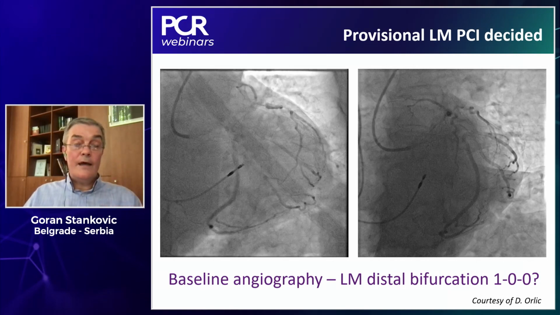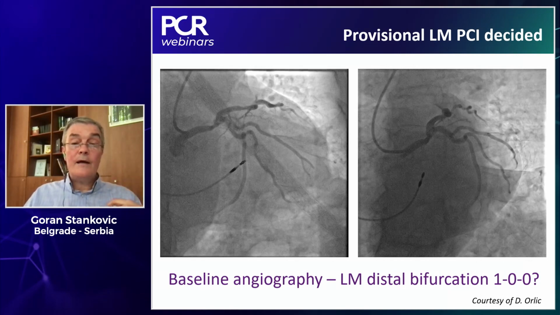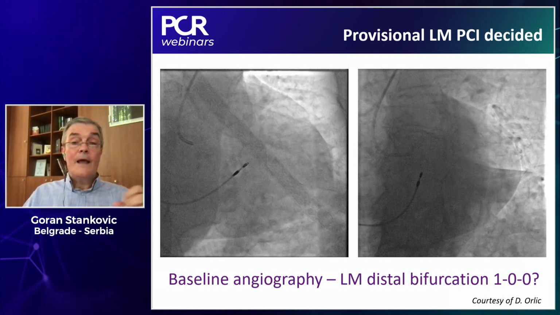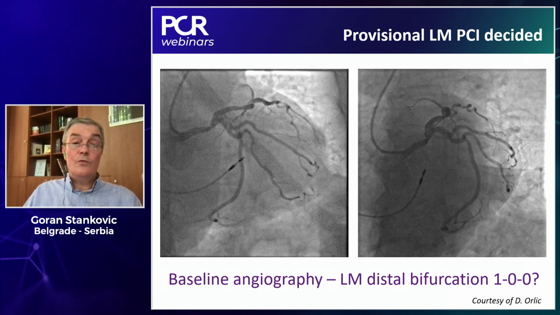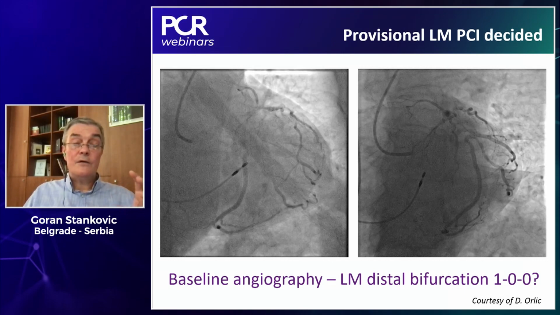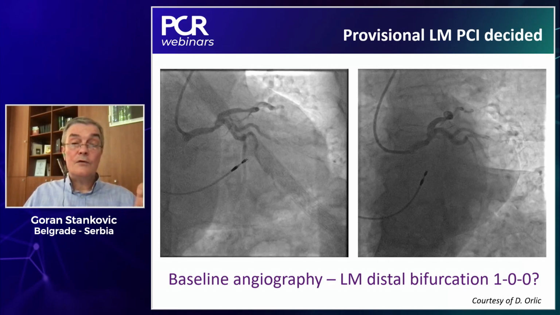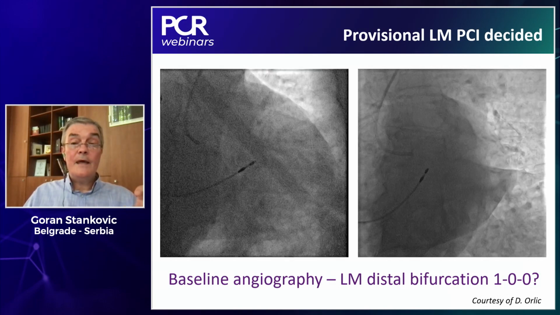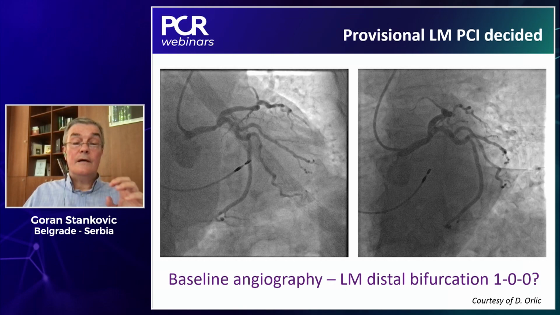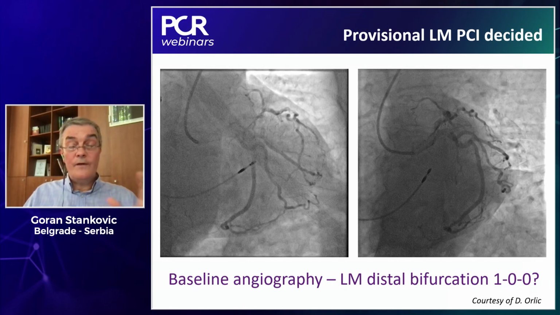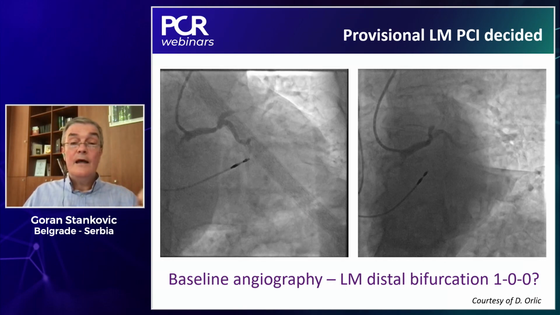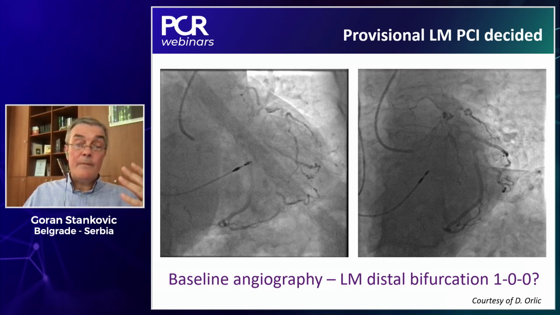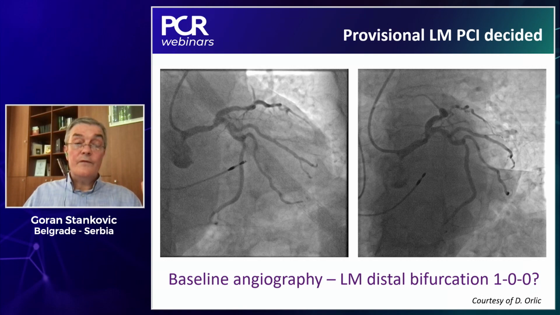And I'll show you again one of the cases from our lab. We did it together with Dr. Dejan Orlic, and this was a true distal left main bifurcation with a predominant lesion in the ostium of the LAD and the distal part of the left main. The decision was to do provisional crossover stenting. There were no such significant lesions, just some plaque at the ostium of the circ.